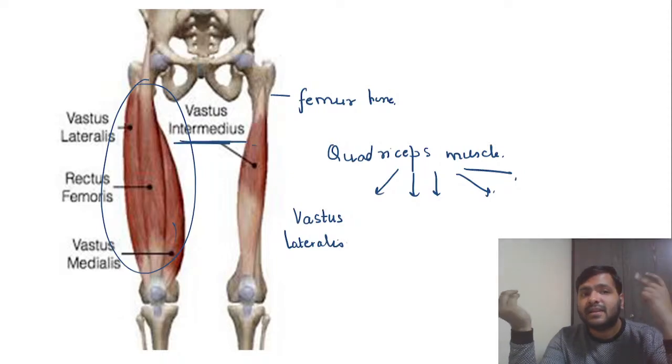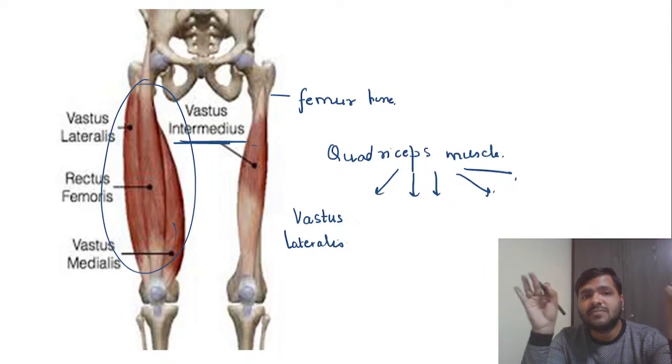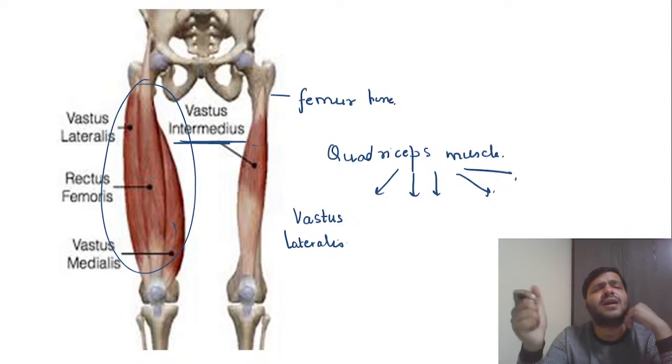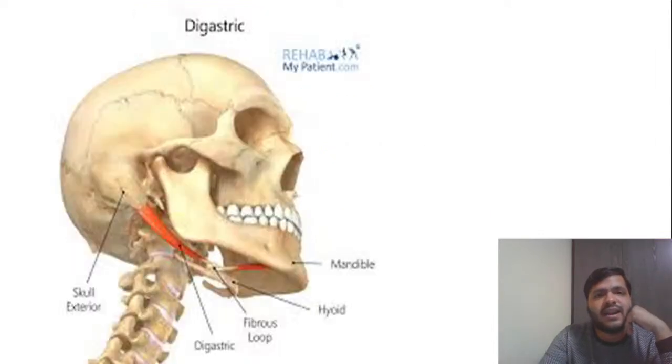लेटरल है, लेटरालिस पे, medialis हो गई, बीच में intermedius और उसके ऊपर rectus femoris की sheath होती है. So in totality it is called the quadriceps muscle.